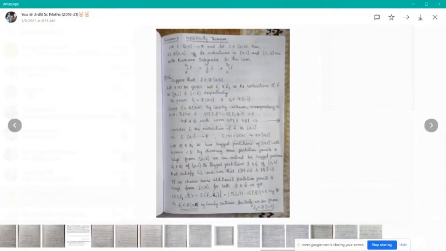And the next theorem is the additivity theorem. That's also a necessary and sufficient condition for the integrability of a function on closed interval AB. It says that f is Riemann integrable on closed interval AB if and only if for any point c in between a and b, the restrictions of the function f to closed interval AC and closed interval CB are both Riemann integrable on the respective intervals, and the integral of f over closed interval AB is the sum of the integrals: integral a to c f plus integral c to b f.